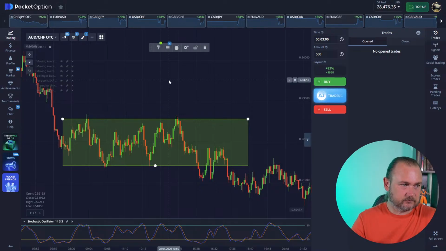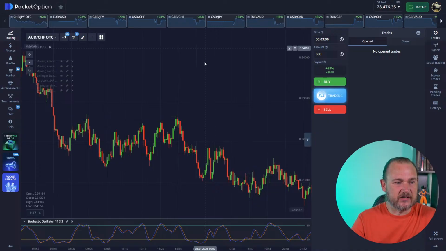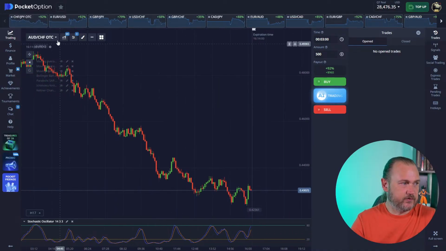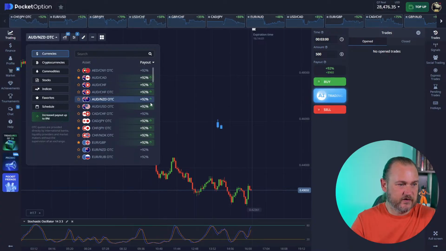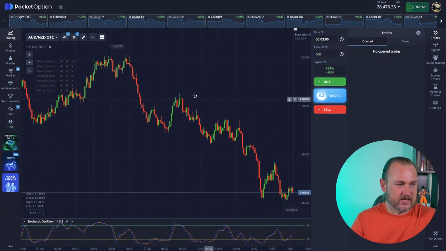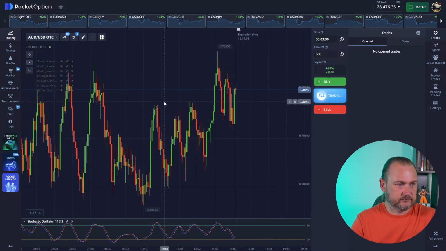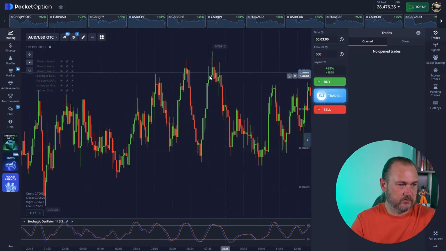Same goes for when we are in sideways channels. Let's see if we can find a good example quick of a downwards or an upwards channel. Oof, this is chaotic.